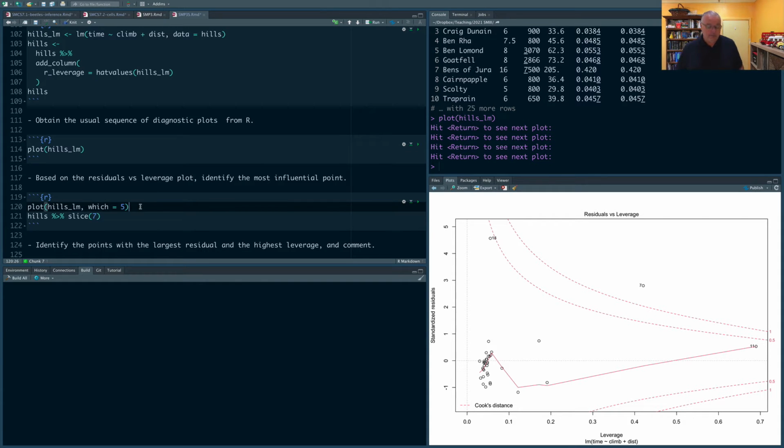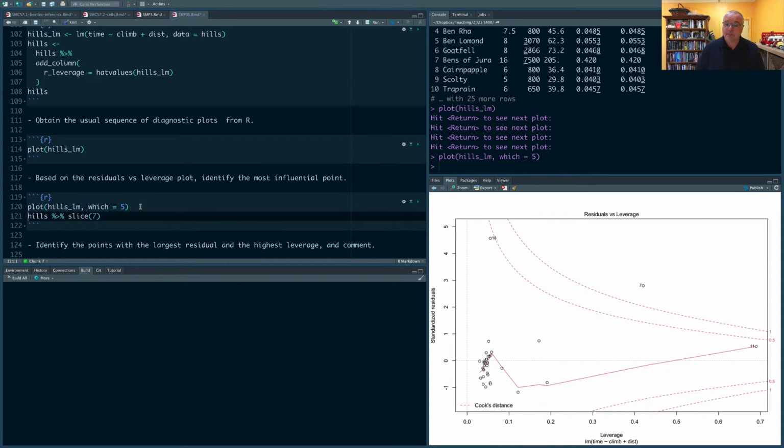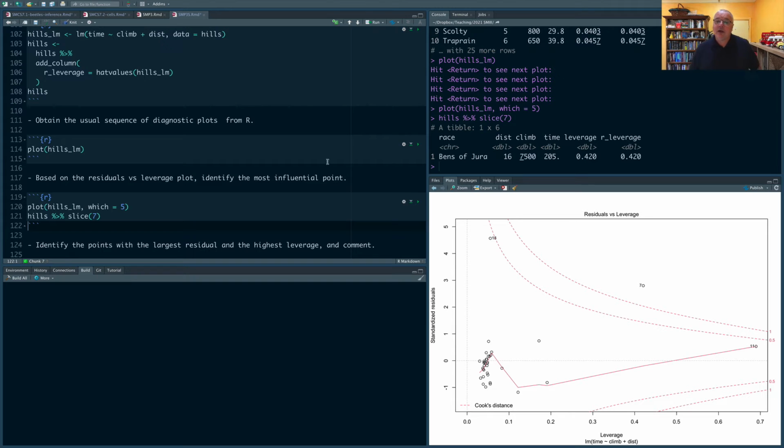So there's the plot. Let's do the slice for 7. So that gives me row number 7. And that's the Bends of Jura one. You can see that's the one that has the 0.42 leverage, and it has a severe Cook's distance. So number 7 is the one that I think has been very influential.